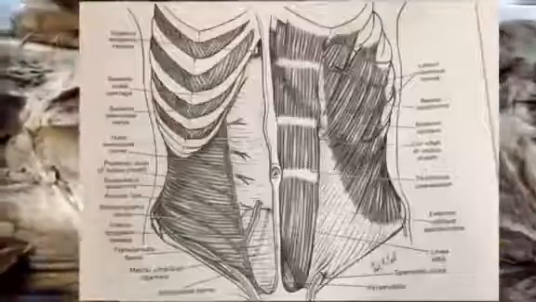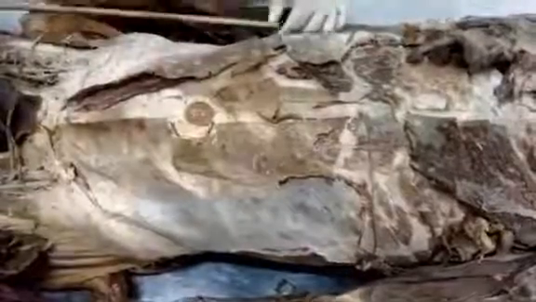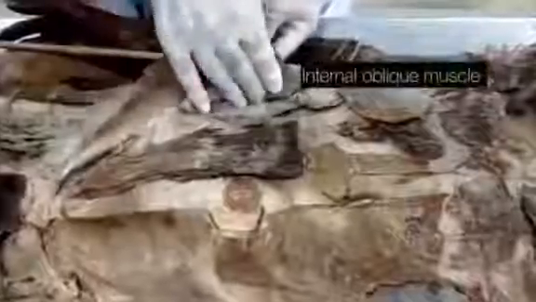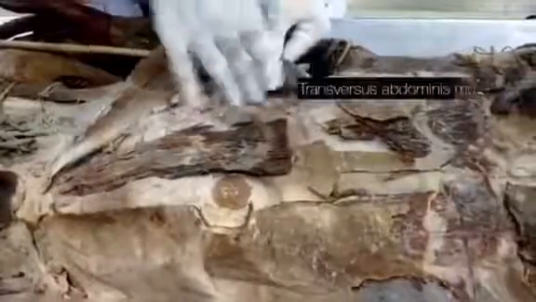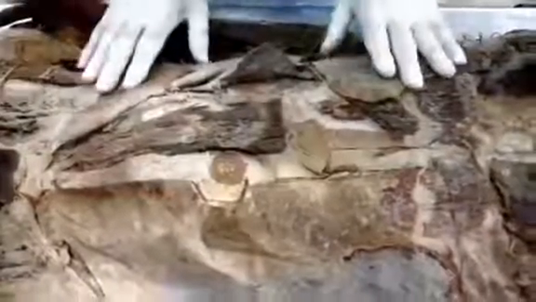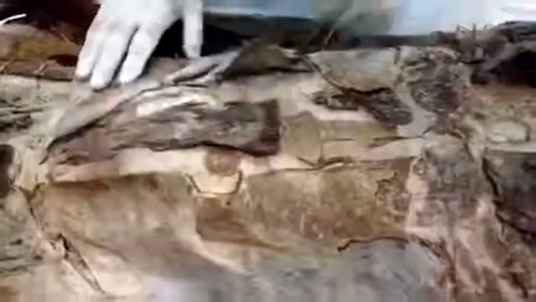The next layer is the muscles of the abdomen. There are 3 flat muscles in the abdomen: external oblique, internal oblique, and transversus abdominis. These are wide flat muscles of the abdomen, and there is a vertically oriented muscle, the rectus abdominis.